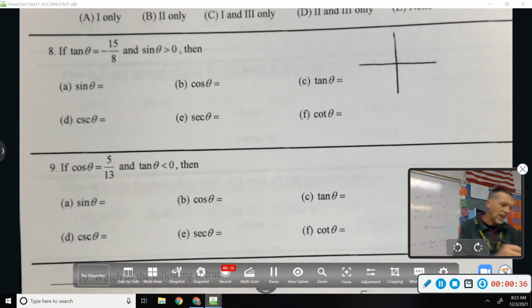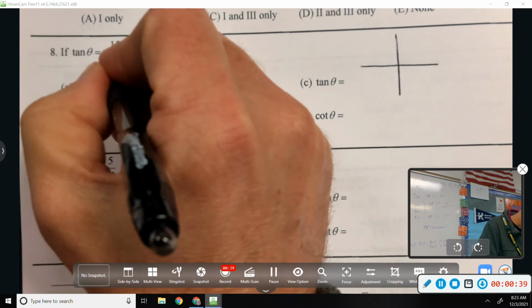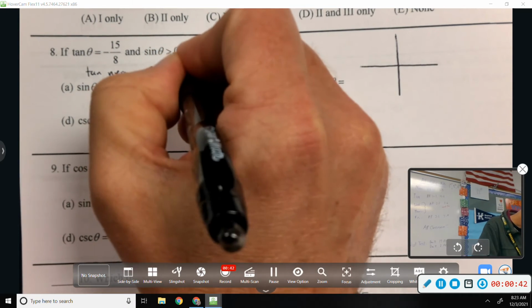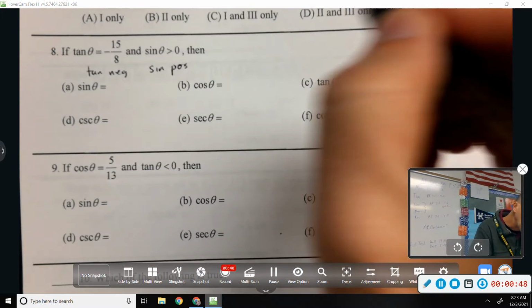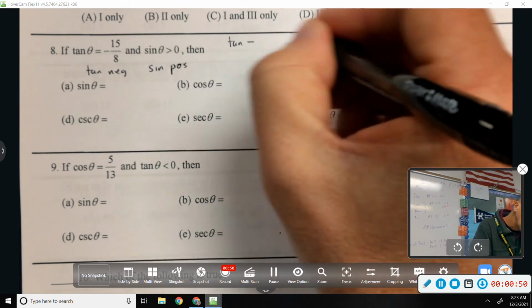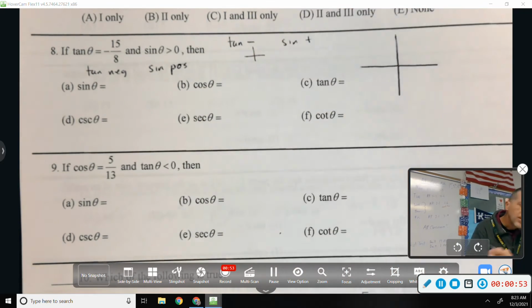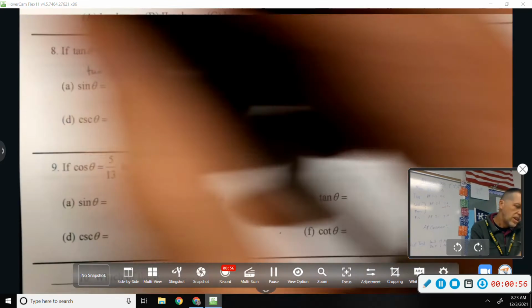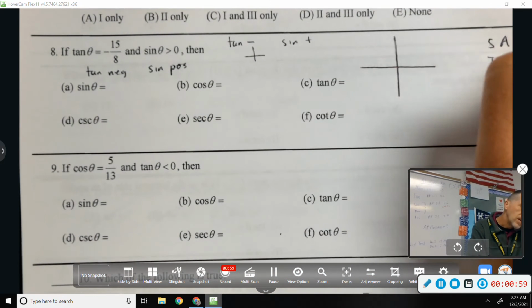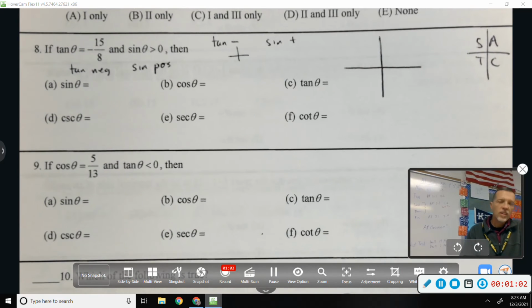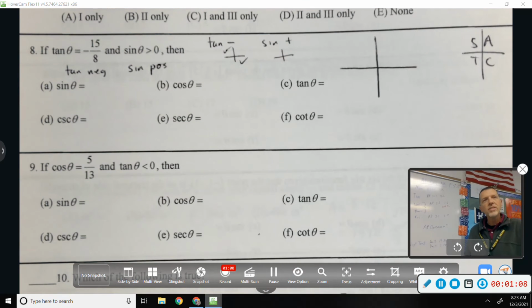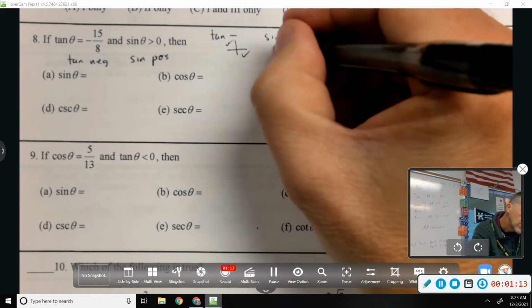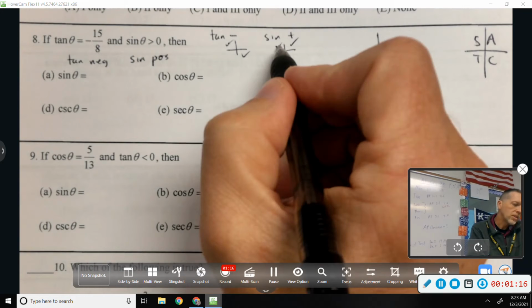So tangent is negative, and sine is positive. So where would that happen? Let's see. Tangent negative, sine positive. Tangent's negative in the, all students take calculus, so tangent is negative in the second and fourth. Sine is positive. Sine goes with y, so it's positive on the up stuff, the up quadrants. So this has to be in quadrant number 2.